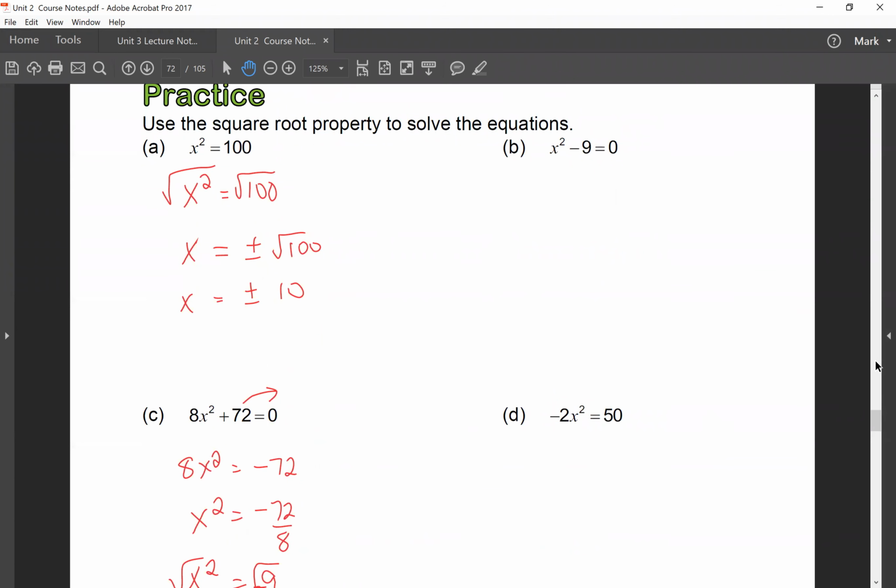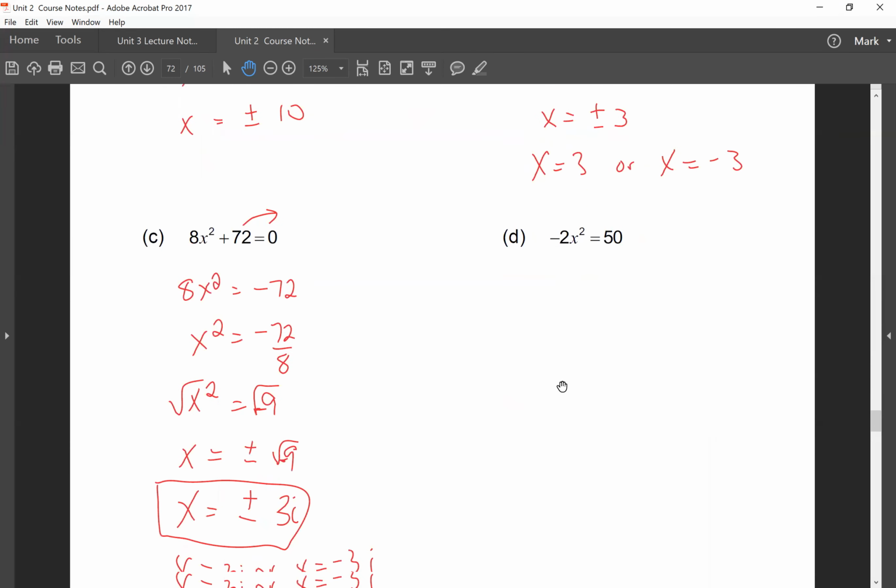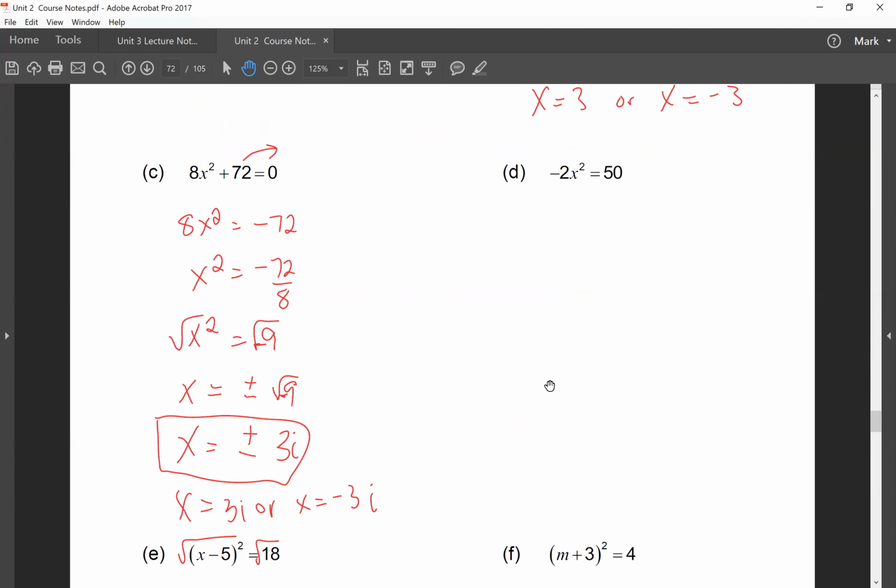So B, very easy. Move the 9 over, x squared equals 9. That means x will be plus or minus the square root of 9. x will be plus or minus 3. If you can't type this in the chat, you could just say x equals 3 or x equals minus 3. All right, cool. That one is pretty straightforward. They're going to get a little harder with D and F.